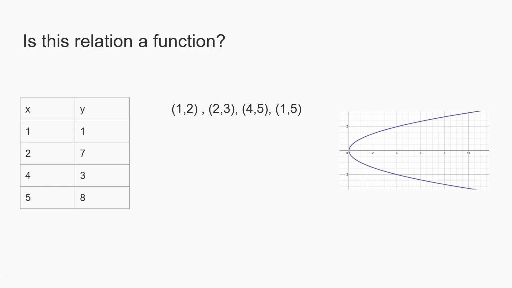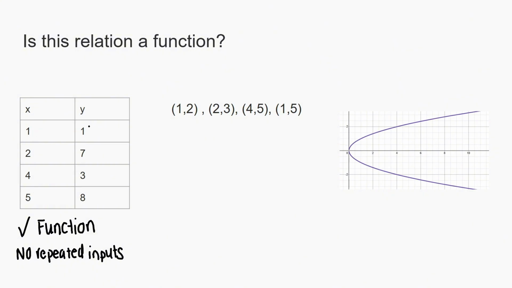We're going to find out whether each of these three relations is a function. So let's start with the first one. We have a table with x, y with the points (1, 1), (2, 7), (4, 3), and (5, 8). Is this a function? Yes, it is a function. Why? Because there's no repeated inputs, which means that each input only has one output.